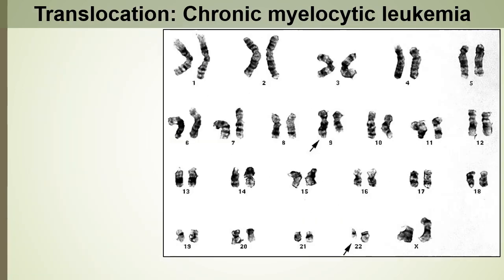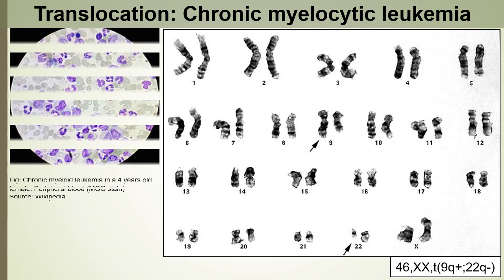Chromosomal translocation is seen in chronic myelocytic leukemia patients. If we look into the karyotype, it is seen that from the q arm of chromosome number 22, a part is translocated to the q arm of chromosome number 9. So the karyotype can be written as 46, XX, t(9q plus; 22q minus).